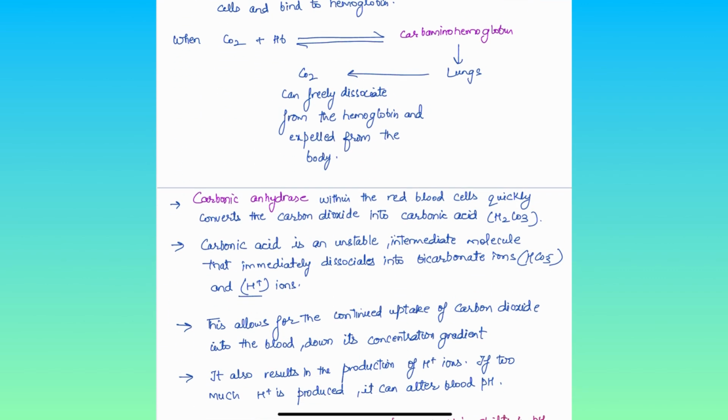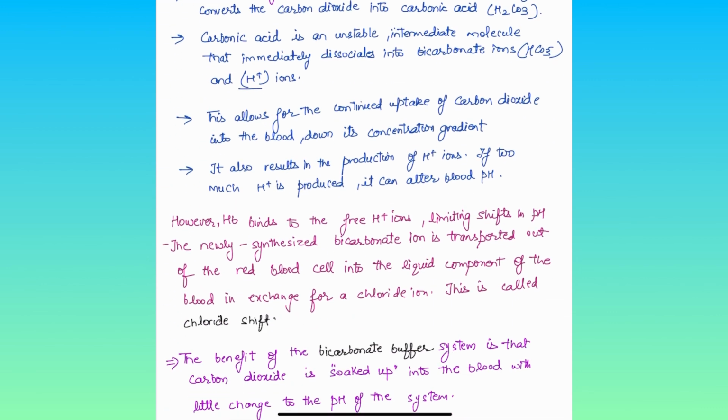The enzyme carbonic anhydrase, which is present within the red blood cells, quickly converts carbon dioxide into carbonic acid, an unstable intermediate molecule that immediately dissociates into bicarbonate ions and H+ ions. This allows for the continued uptake of carbon dioxide into the blood down its concentration gradient. It also allows for the continued production of H+ ions, and if too much H+ is produced, it can alter blood pH.